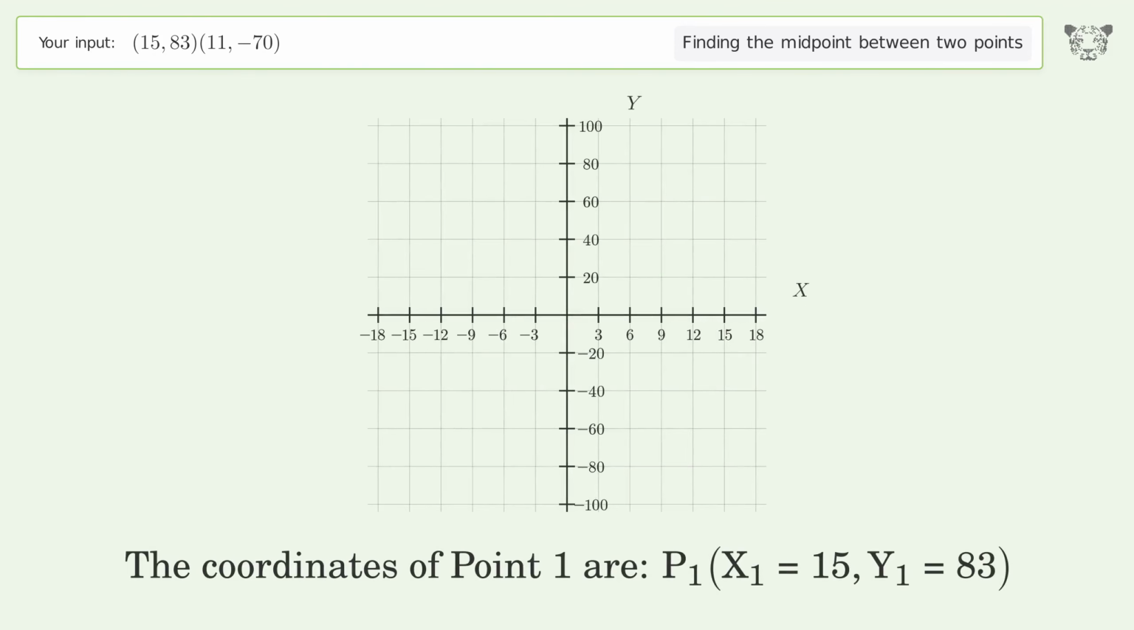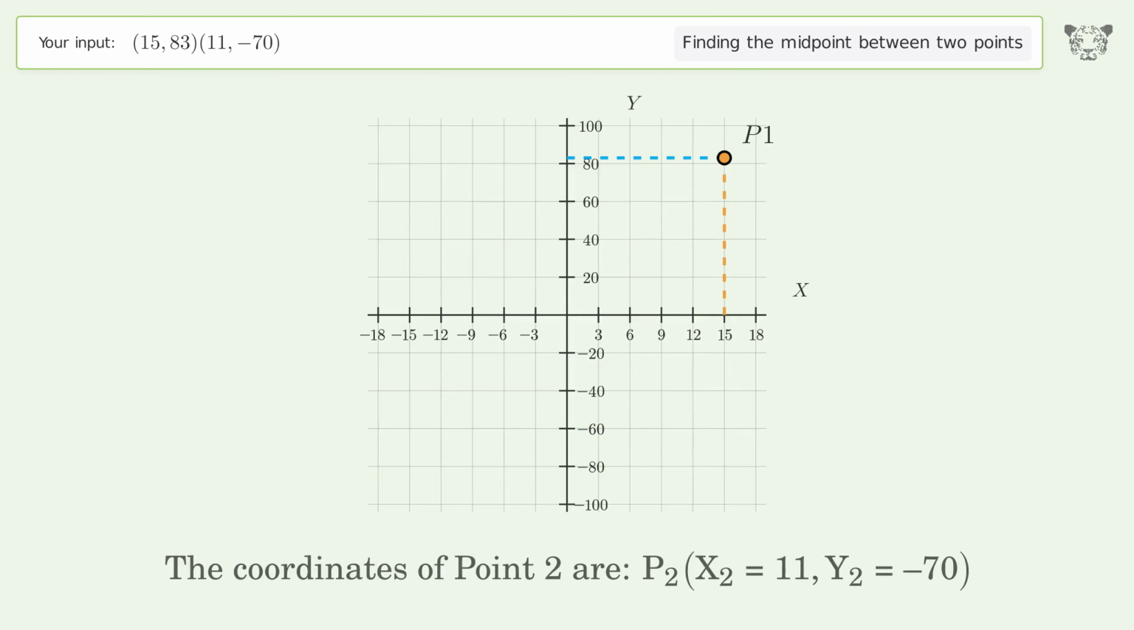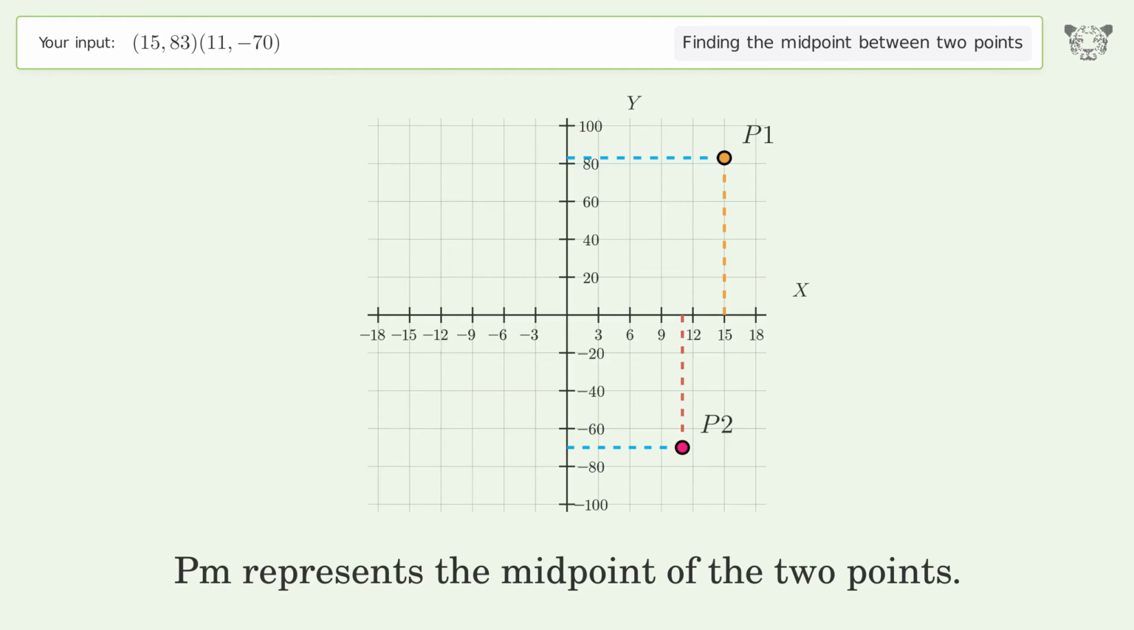The coordinates of point 1 are x1 equals 15, y1 equals 83. The coordinates of point 2 are x2 equals 11, y2 equals -70. PM represents the midpoint of the 2 points.